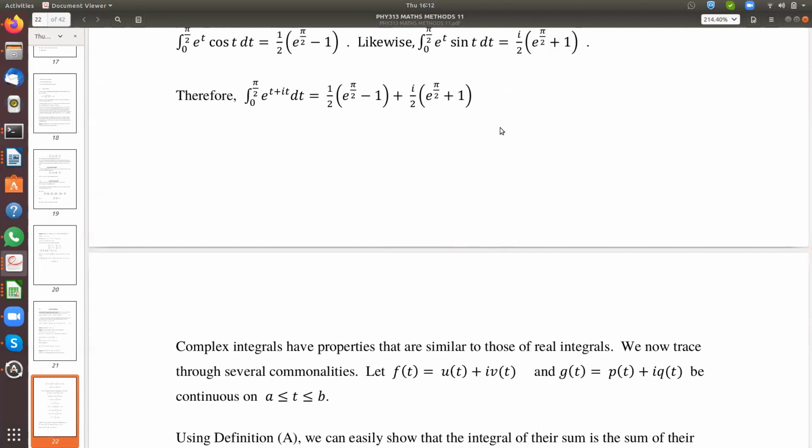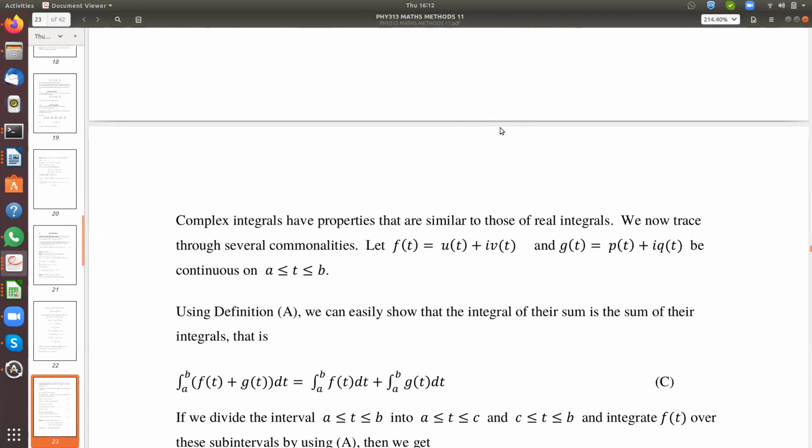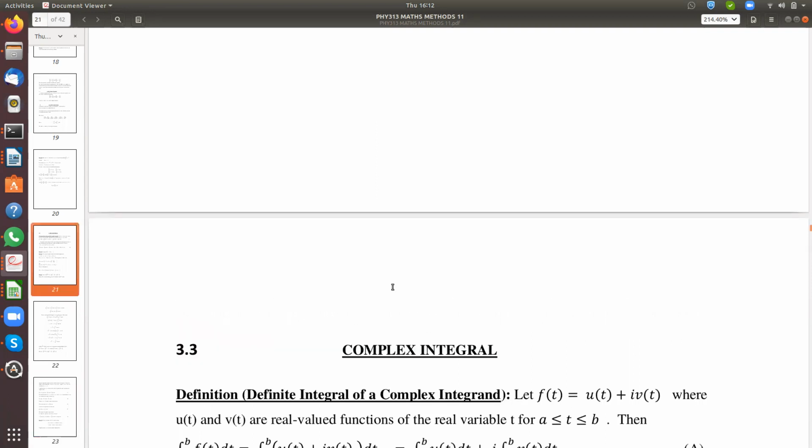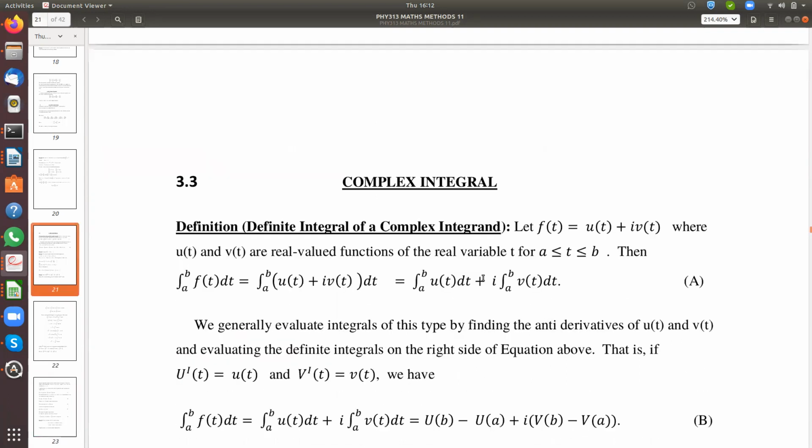Okay, good. So now we can also use another format in solving most of these things. The complex integrals have properties that are similar to those of real integrals. We now trace through several commonalities. So let us say that f of t is this, and we write g of t also to be this, be continuous on a less than or equal to t and t less than or equal to b. So by the time you use the definition of a, that is the first definition we have here, this one here, because we are going to combine all the definitions.